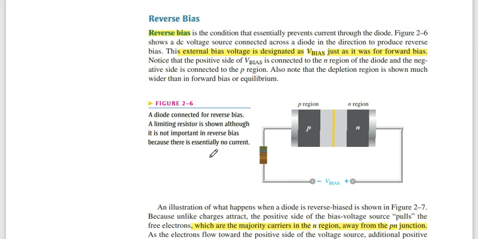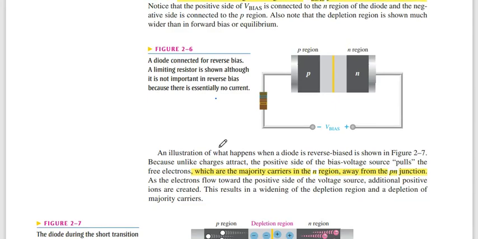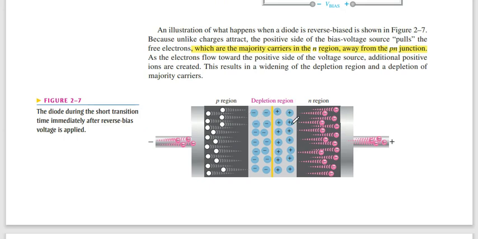Let's see what happens in the diode. When the N region is connected to the positive terminal, the electrons flow to the positive terminal, and the P region is connected to the negative terminal, so the holes move to the negative terminal of the battery, and more electrons gather at the depletion region. Similarly holes gather at the depletion region, which increases the depletion region from its equilibrium position.